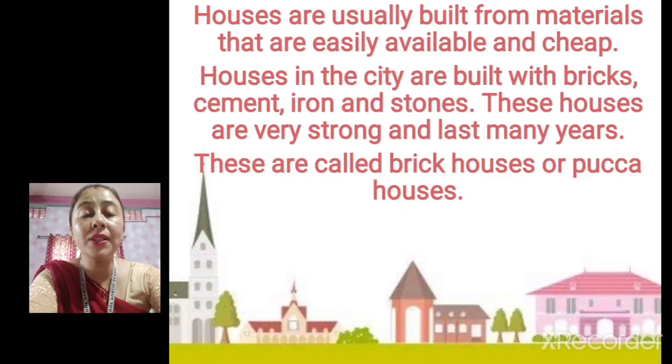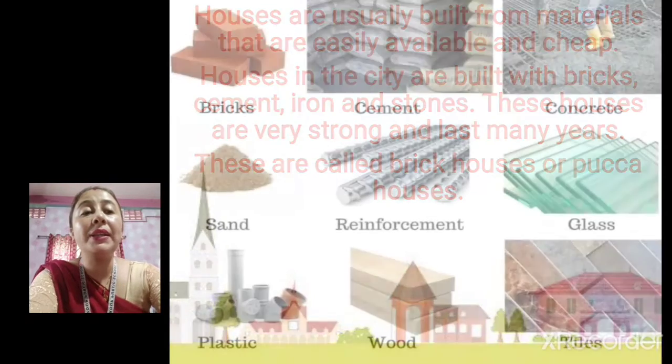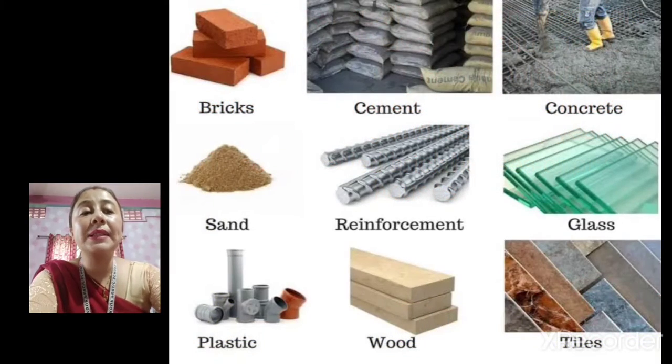Pakka houses are the houses which are made up of bricks, cement, concrete, sand, reinforcement, which means our rods, glass, plastics, woods, tiles. These all are the materials which are used to build a pakka house. Hope it is clear to you all.